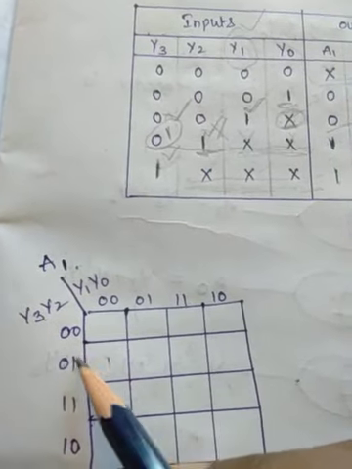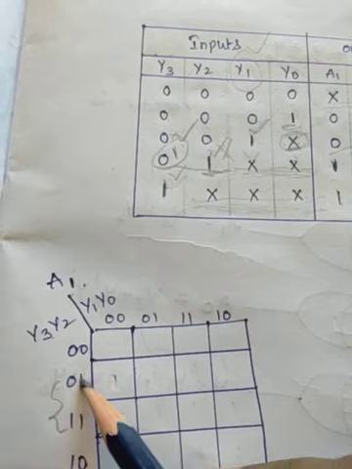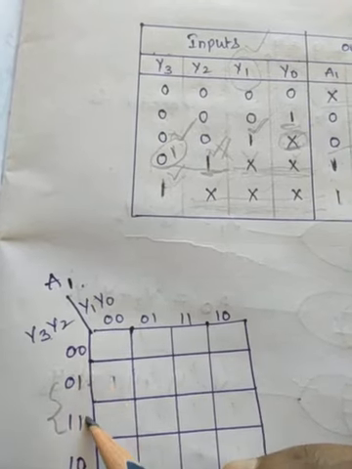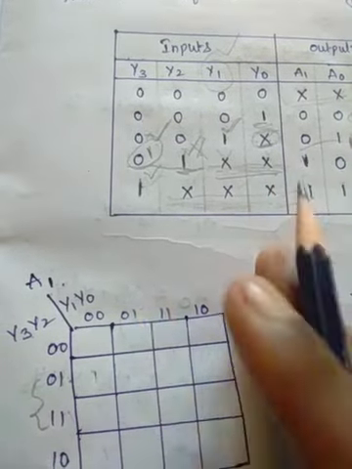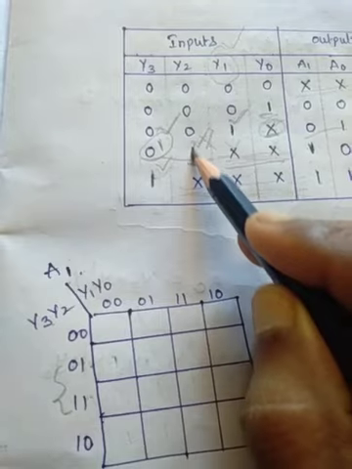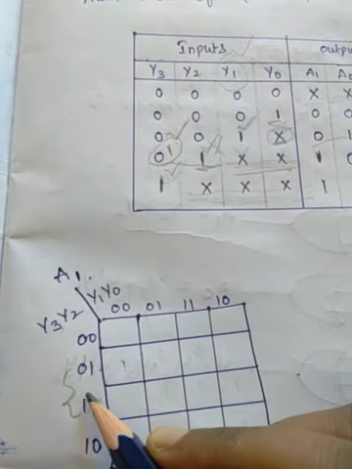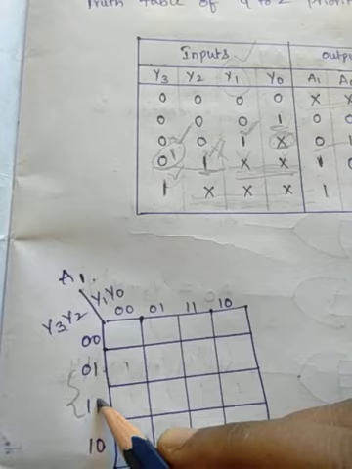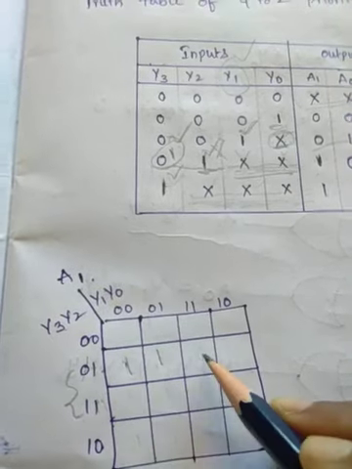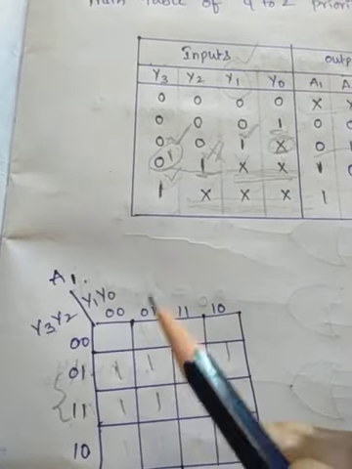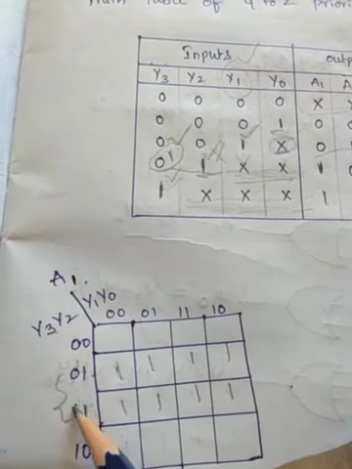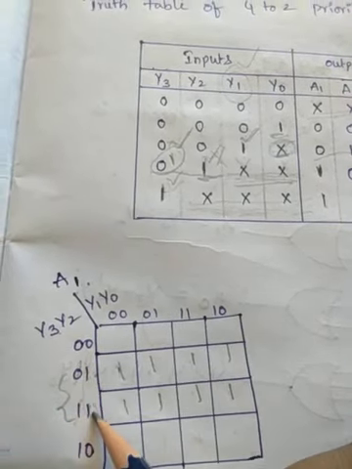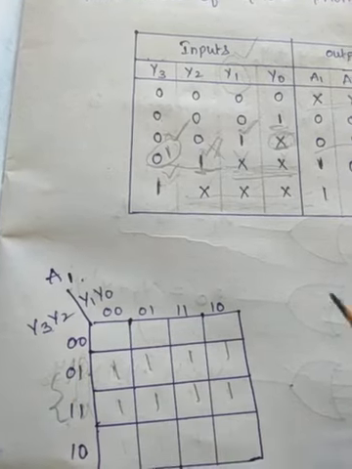So y2 is 1 in these two cases, and the remaining y1, y0 are don't cares. So in order to get the y2 value, y3 should be cancelled, so only y2 is enabled. So we have to map all these cells. Here all the terms get cancelled, and y3 also gets cancelled. Only y2 appears here.